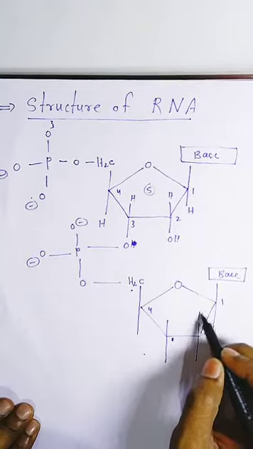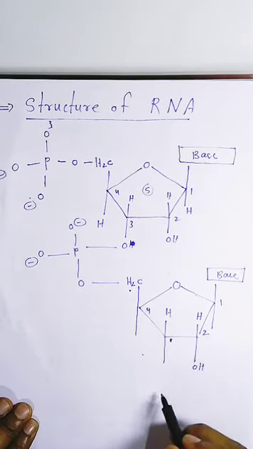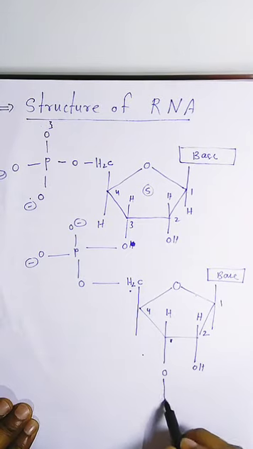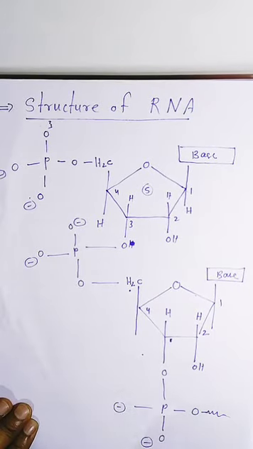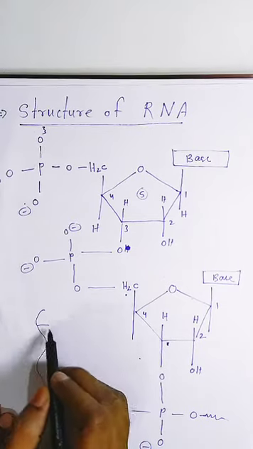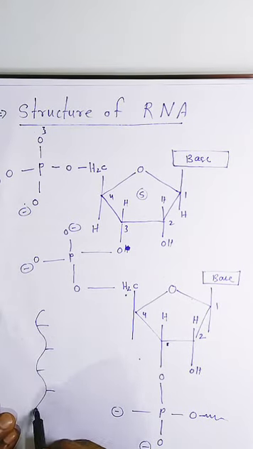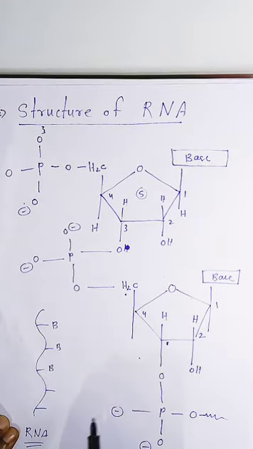Now fill up the valency. Now again this will react with the phosphoric acid and form the bond with phosphoric acid like this, and so on. This is the structure of RNA, and it is what? Single stranded. And here I have shown the bases. These are the bases. This is the RNA, which is single stranded. Here bases are there. Base may be anything.